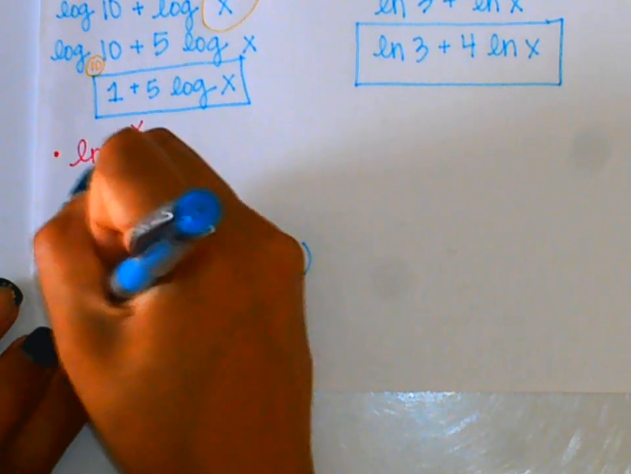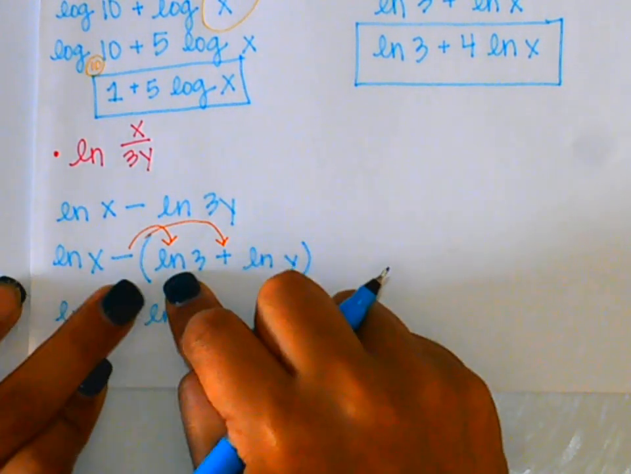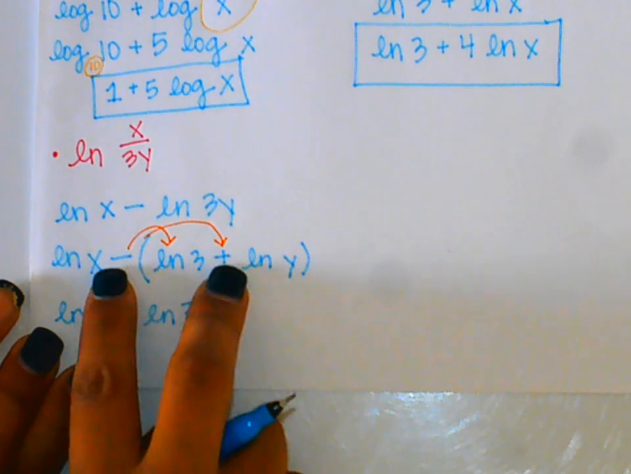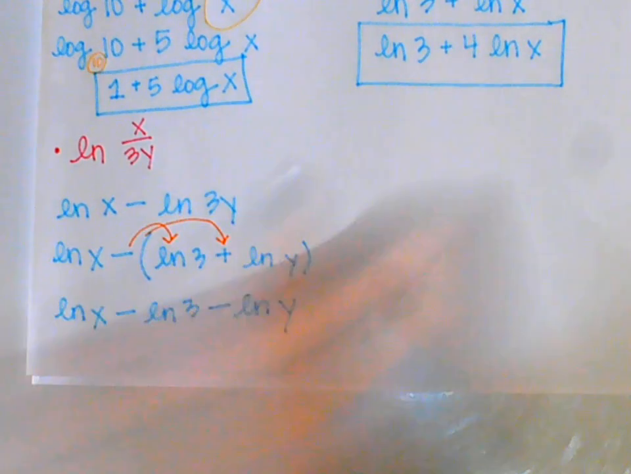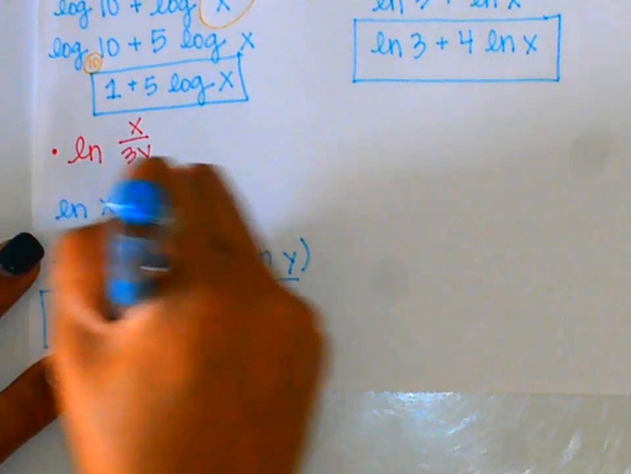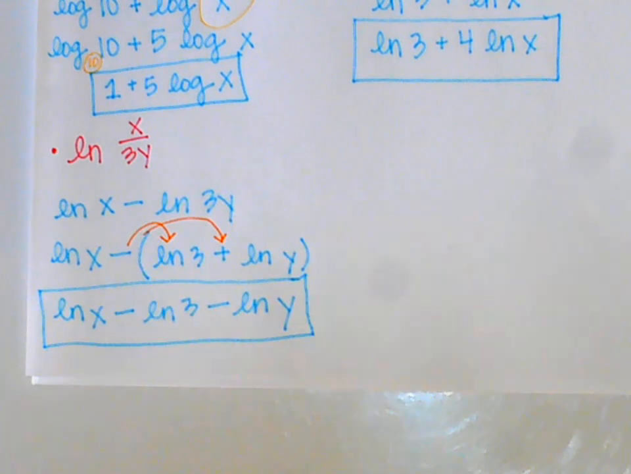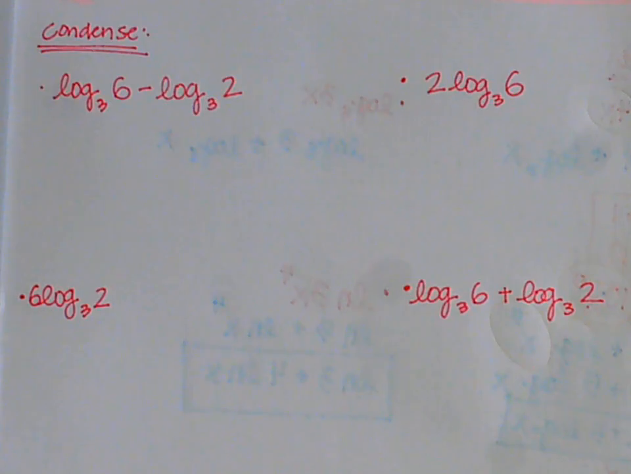You get natural log x minus natural log of 3, which you would have gotten anyway. But in this part here, you want to make sure that you carry in that minus sign too. And you would have gotten this. So again, for this section, we haven't really done much math. It's just a whole bunch of rules. So let's look at some condensing now.